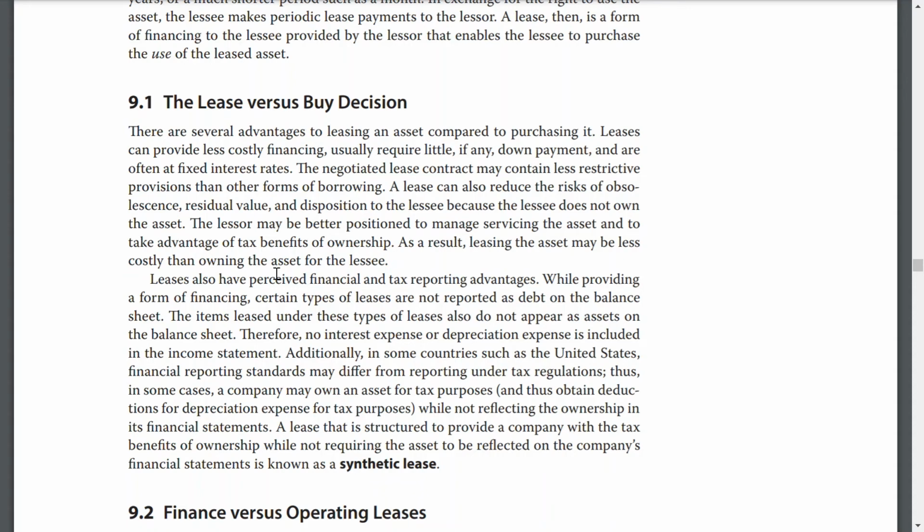Because the lessee does not own the assets, the lessor may be better positioned to manage servicing of the assets and to take advantage of tax benefits of ownership. As a result, leasing the asset may be less costly than owning the asset for the lessee.